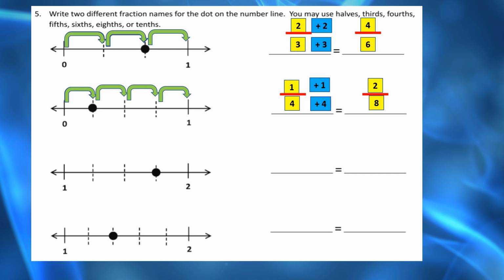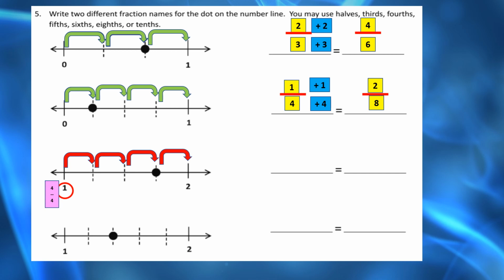Now we're going to move on to our third model. And I look at my number line and I notice that my endpoints are 1 and 2, which means we're not starting at 0. So let's go ahead and figure out what our denominator is first. So from whole number to whole number, if we count our jumps, that will give us our denominator. So let's see how many jumps we have. 1, 2, 3, 4. So from 1 to 2, that's 4 jumps, which means we're counting by fourths.